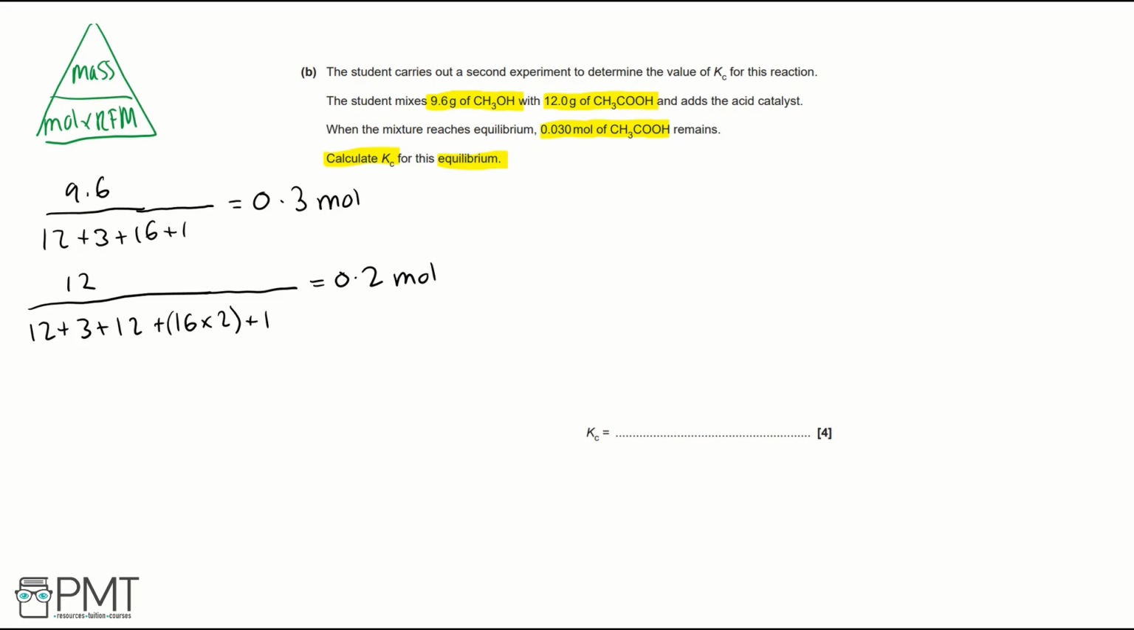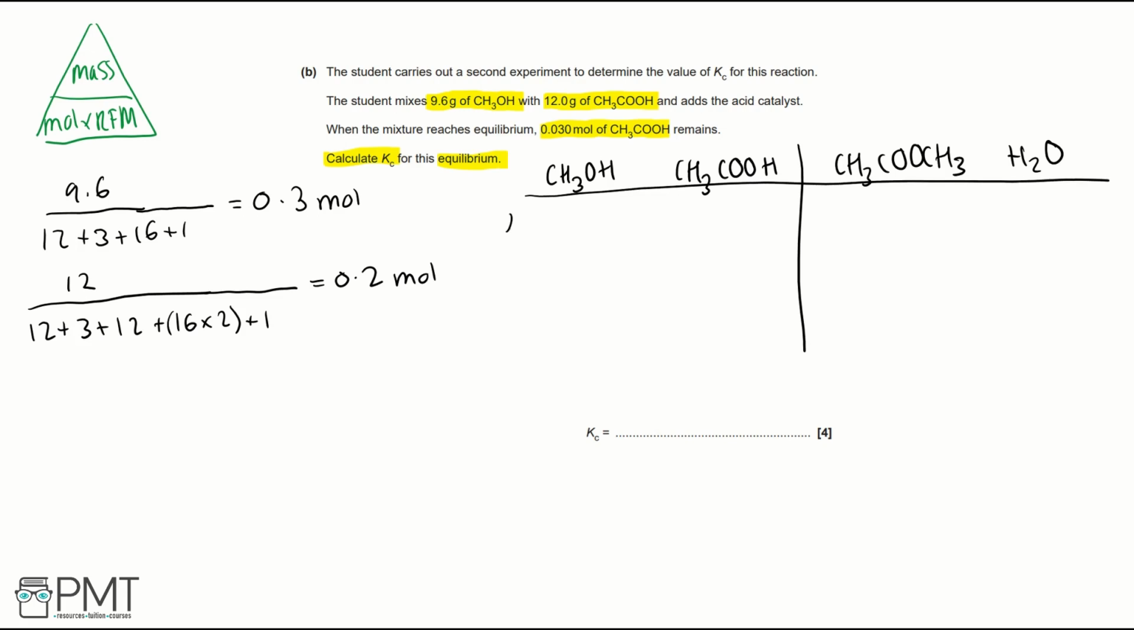So then we're going to do what's called an ice equation, where you have each of your species and then you have the initial moles, change in moles, and equilibrium moles. So if we start by writing out our species, we have CH3OH, we have CH3COOH, we have CH3COOCH3, and we have water. So this is a standard esterification, where you've got an alcohol and a carboxylic acid producing an ester and water. So next we're going to look at their initial moles, their change in moles and their equilibrium moles.